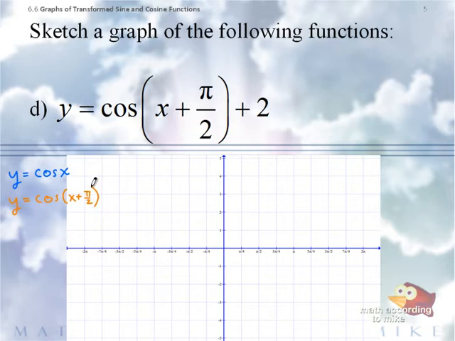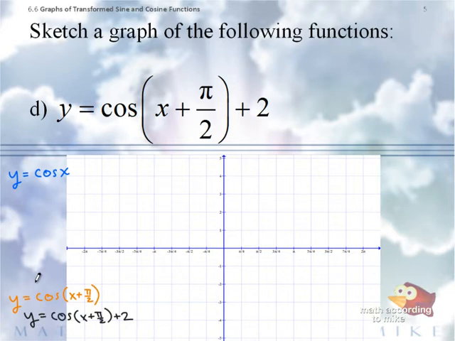Is that okay with everyone? I'm going to move that down actually. That's fine. And lastly, what does the plus 2 say to do? Vertical shift up 2 units. Alright, we're going to graph a cosine. You should already have that down.